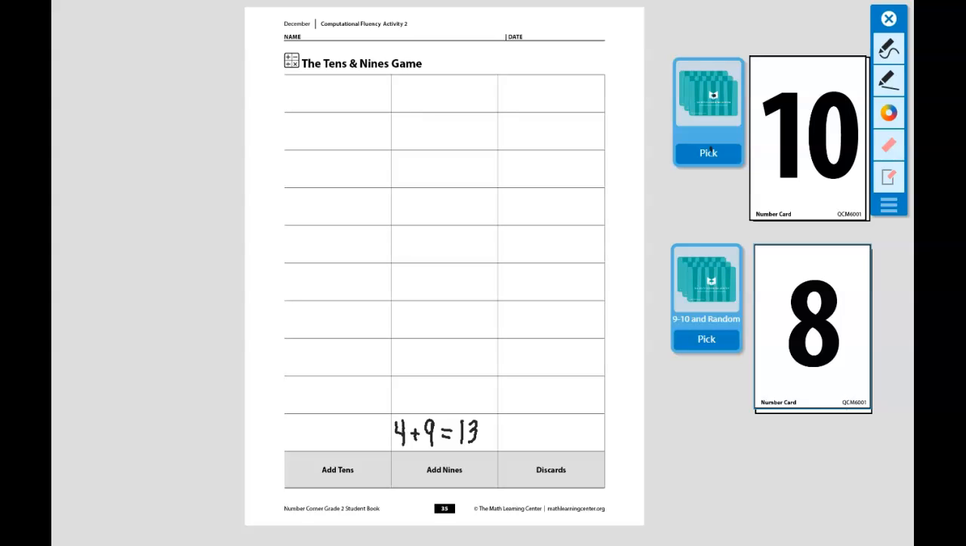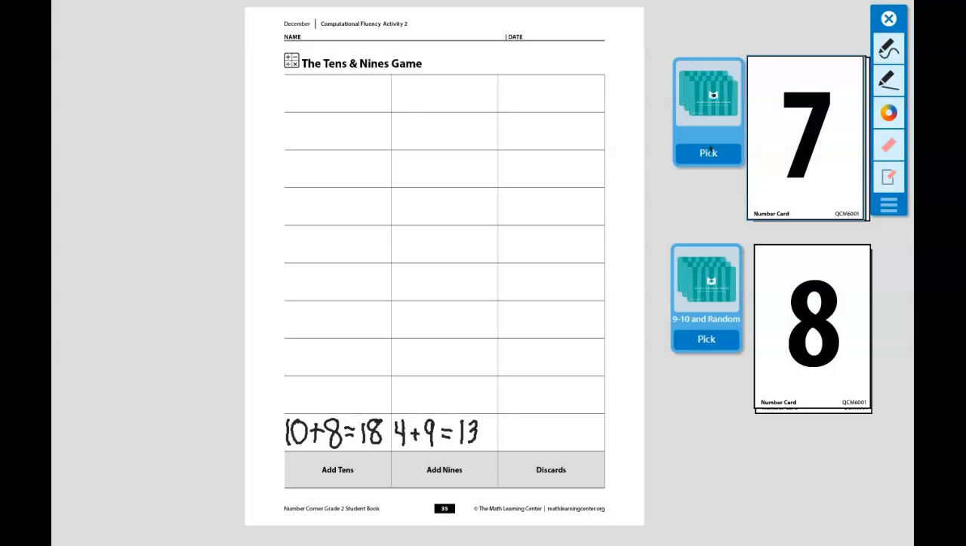Let's write that equation. You're writing this in your student book. We're writing in the add tens column, 10 plus 8. Now, if I know my add tens fact, I know I can add my 8 right into my ones column on my 10, so it turns into 18. All right, looking pretty good so far. Nothing in our discards column. Let's pick our next one.